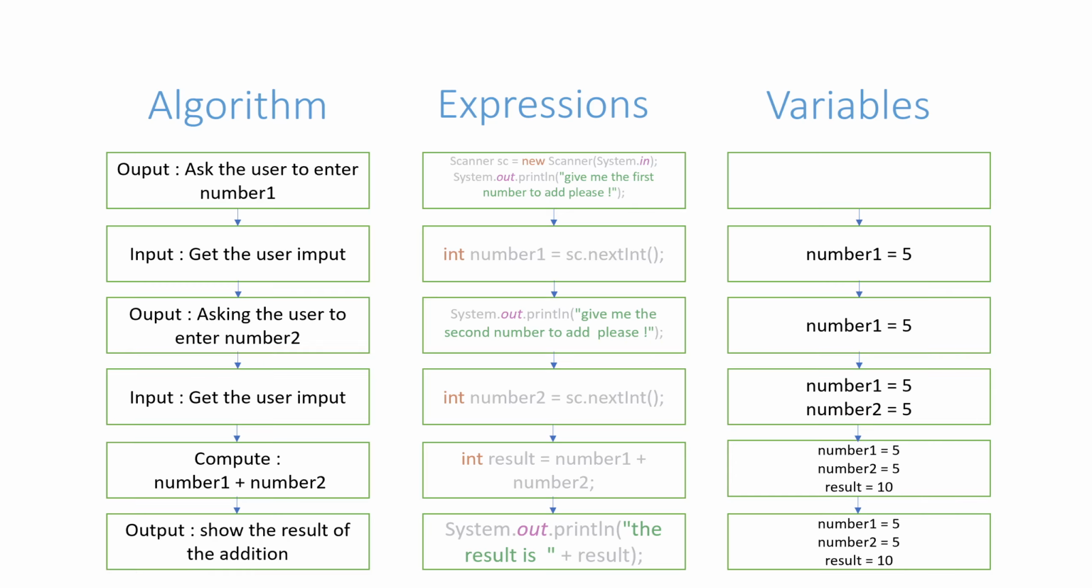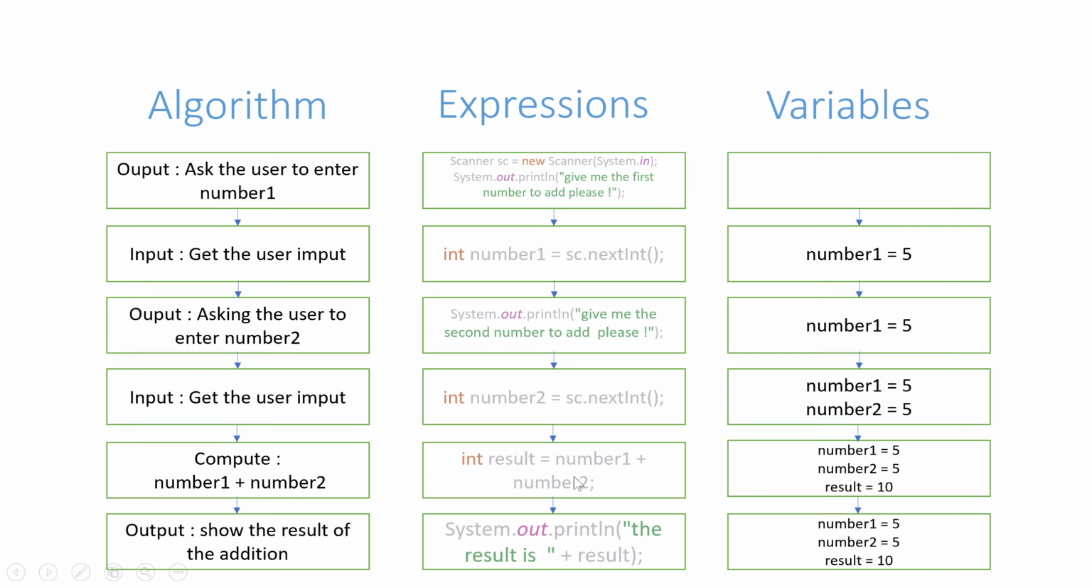We are instancing an object of type Scanner to be able to collect users' inputs. Doing the output, give me the first number to add, please. The second step is solved this way, collecting number 1 provided by the user, so collecting the first input. The third step was to ask the user to enter number 2. So we are doing a println one more time. Give me the second number to add, please. The next step is one more time to collect an input from the user to get number 2. So this way I'm initializing my variable number 2.